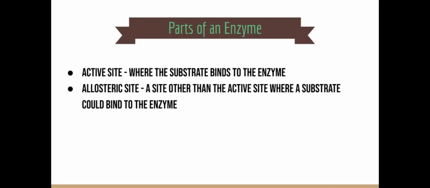Enzyme inhibition. Some parts of an enzyme are the active site and the allosteric site. An active site is the key location on an enzyme that a specific substrate will bind to. An allosteric site is a site that is separate from the active site that another substrate can bond to in non-competitive inhibition.